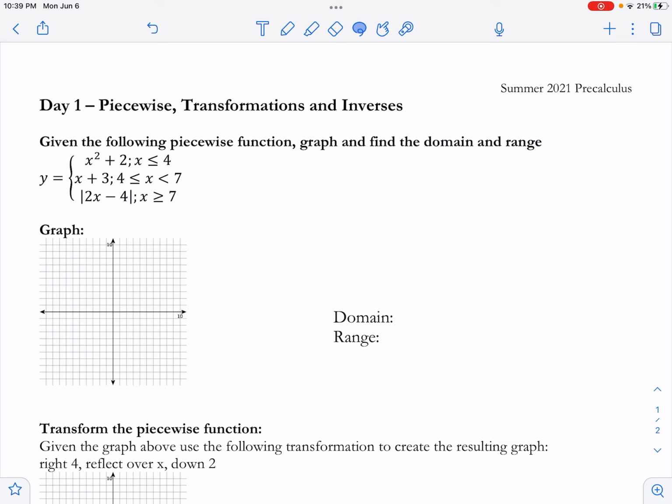Hi, my name is Krithi, and today I'll be going over Day 1 Precalculus problems. So for the first question, it says, given the following piecewise function, graph and find the domain and range.